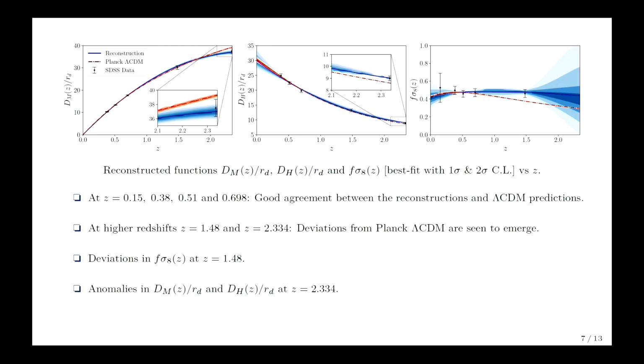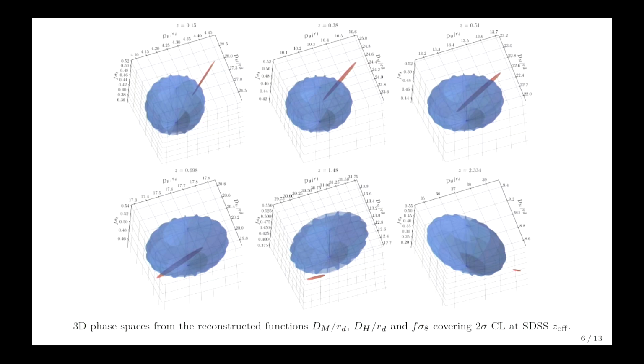So we can summarize our findings: at low redshifts, we find good agreement between the reconstruction and the lambda CDM predictions. At higher redshifts, there are deviations from Planck lambda CDM. At z = 1.48, the quasar data, we find the deviation in the F sigma 8 to be more prominent, but then at the Lyman alpha data, there are anomalies we observe in the DMRD and DHRD. Now, what happens if we try to map each of these volumes to the lambda CDM model?